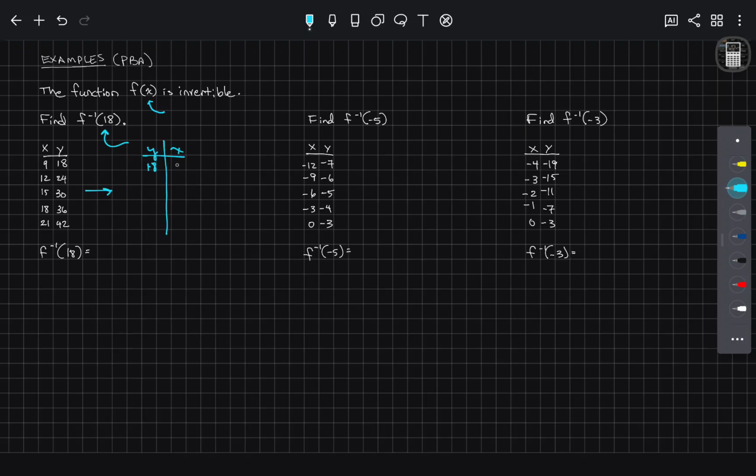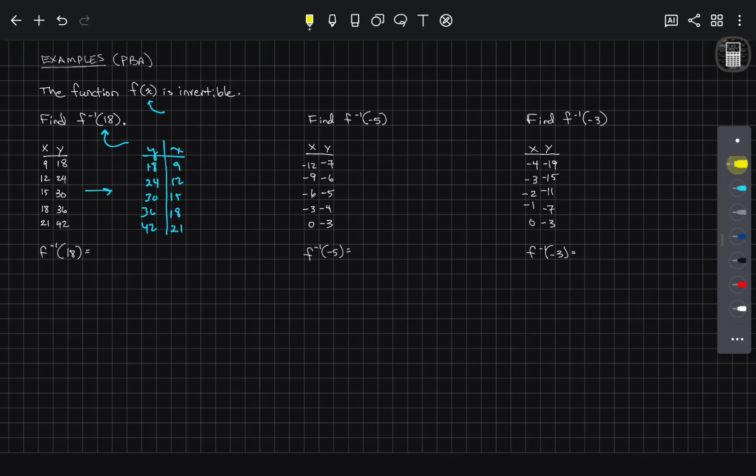So 18 and 9, 24, 30, 36, and 42. Then we put our x values on the other side. And what's happening right now is our y values are becoming the input and our x values are becoming the output. 15, 18, and 21. So the function of 18 is going to coincide with 9.